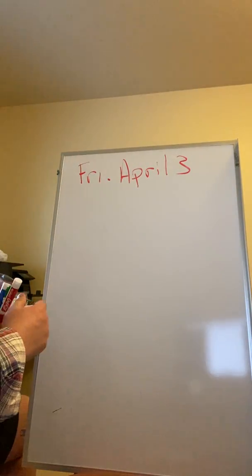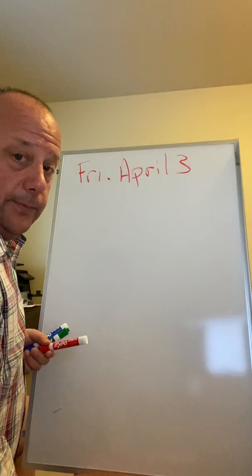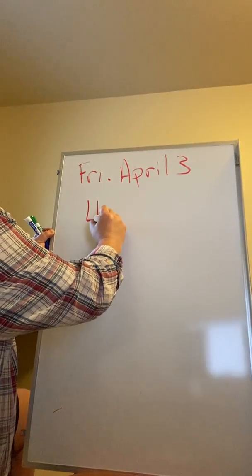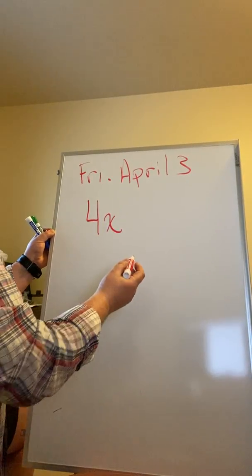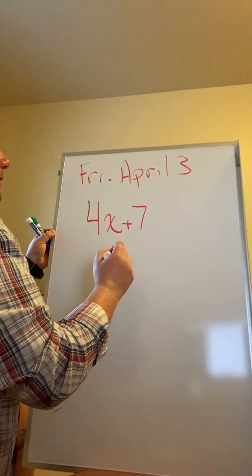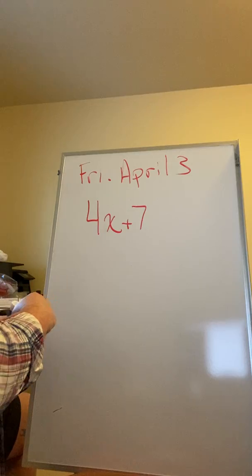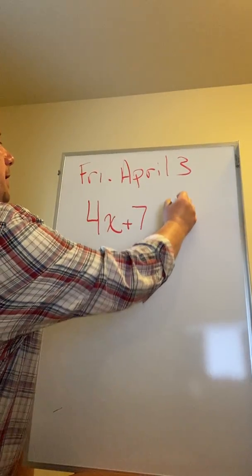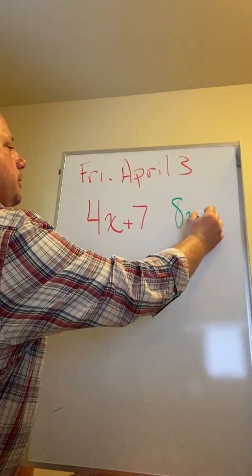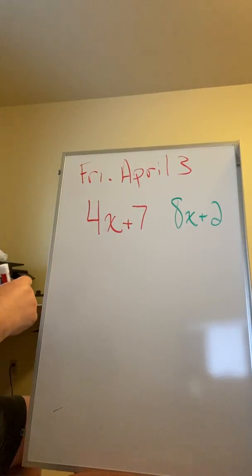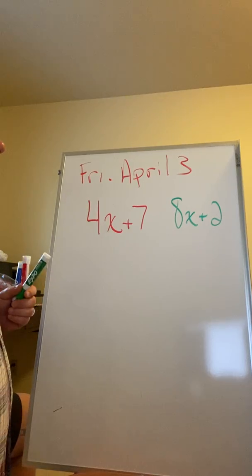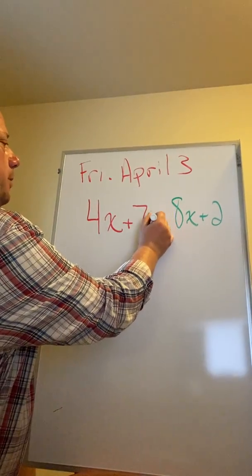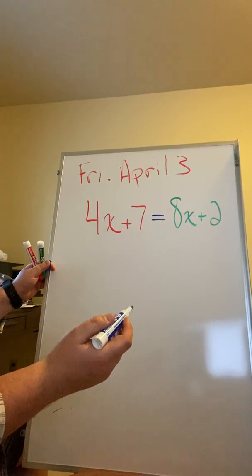We don't know the cost of the cup of coffee, so we're going to make it x. But we do know that the guy bought 4 cups of coffee, so 4 times x, and he left a $7 tip, plus 7. The woman bought 8 cups of coffee, 8x, but only left a $2 tip, plus 2. And they tell us that they are the same amounts of money. Well, what's another word for the same? Equal. It's a 2-step equation with variables on both sides.